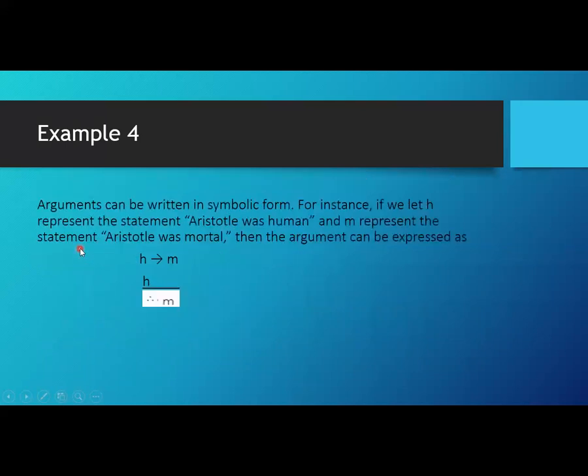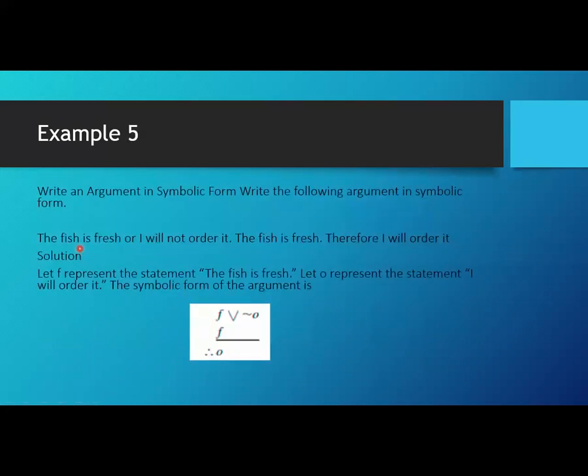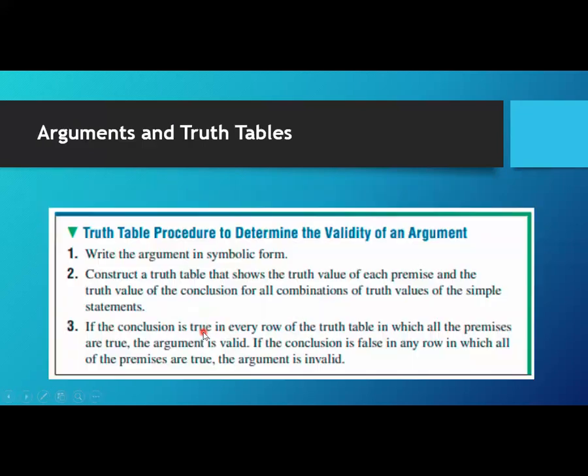No? The next one, okay, the fish is fresh, or I will not order it. The fish is fresh, therefore, I will order it, no? So, you just assign a propositional variable to every proposition. No? Kay or man siya, ani, or. No? Okay, ani ang iyahang symbolic form.